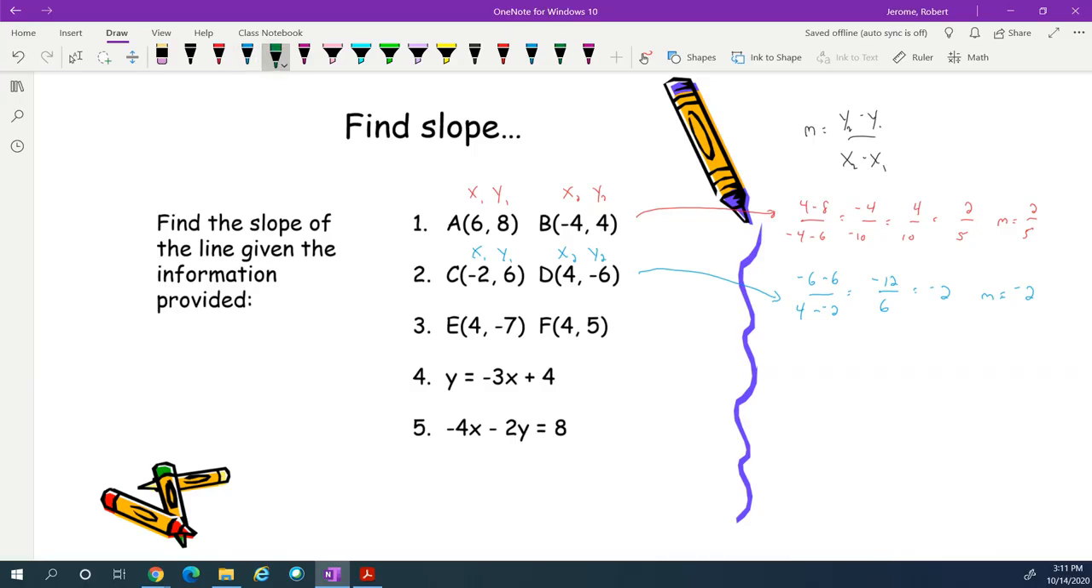For number 3, it looks like we have 5 minus negative 7 over 4 minus 4, that's 12 over 0. This is undefined. It's a vertical line. And if you graph it, you will see that. The x value for both points is 4.